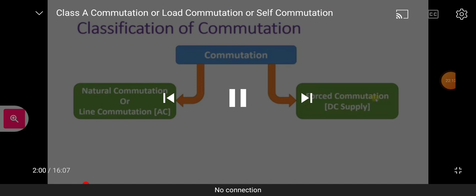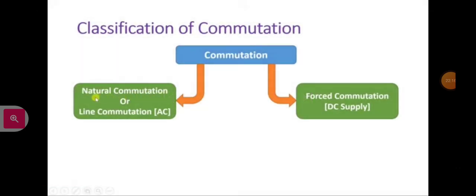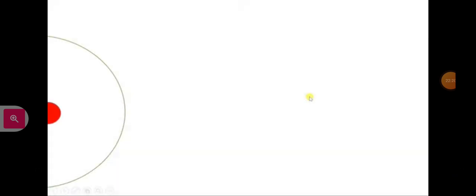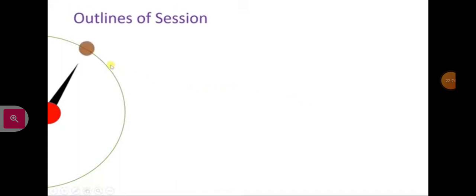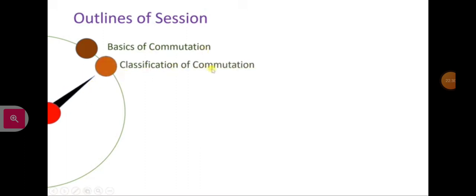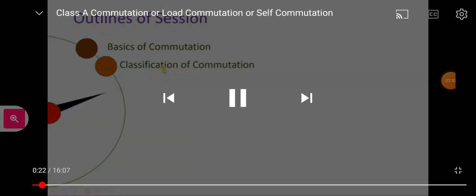Forced commutation and second category is natural commutation. Natural commutation is even referred in this session. So to understand class A commutation, these are my session outlines, where first I'll discuss basics of commutation. Then after we will see classification of commutation, and out of that classification, class A commutation of thyristor.